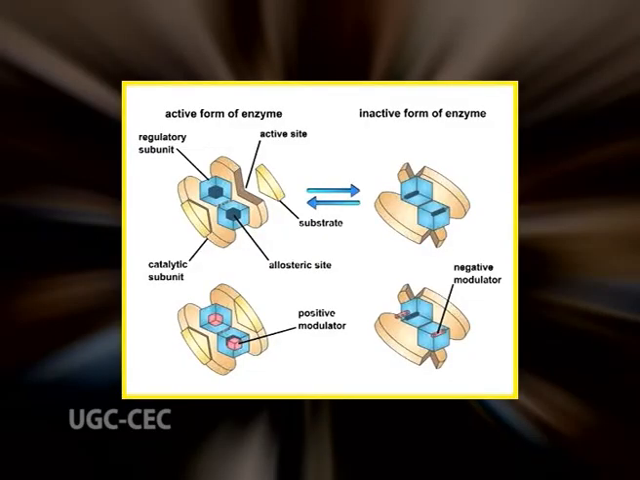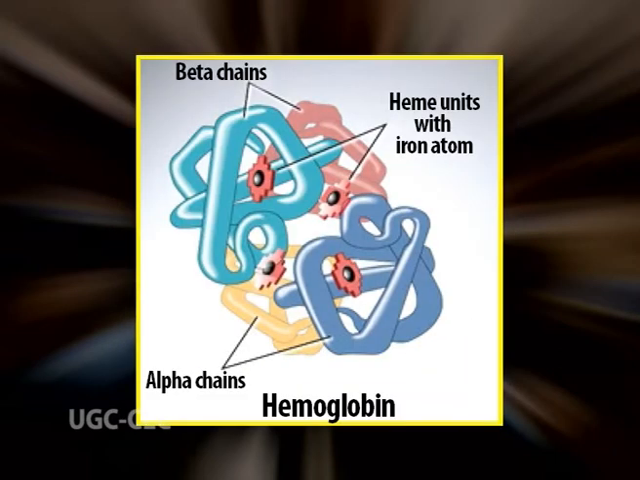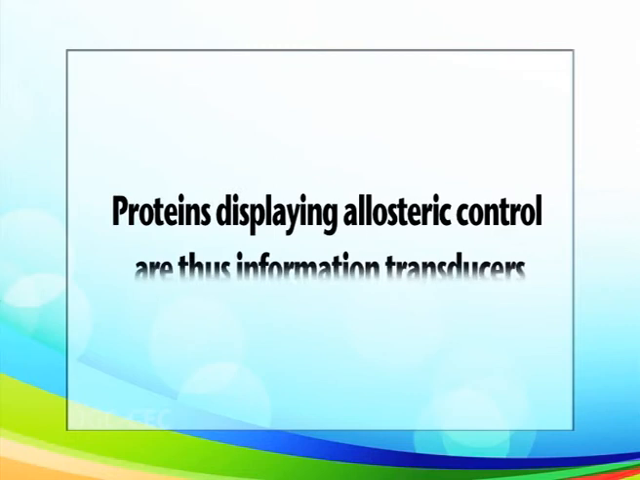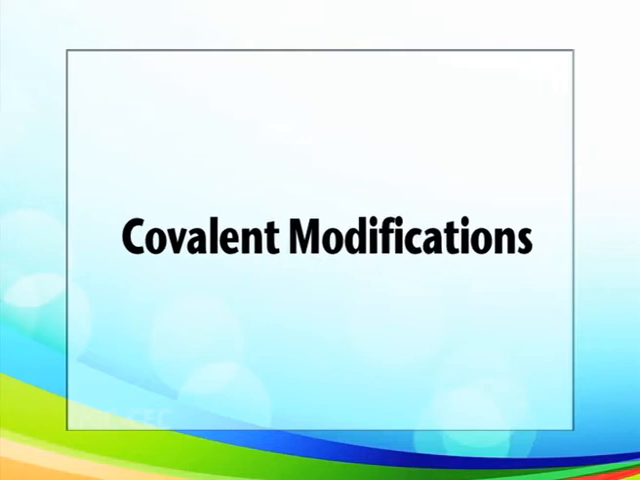Allosteric proteins contain distinct regulatory sites and multiple functional sites. For example, the oxygen-carrying protein hemoglobin. The binding of molecules at sites distinct from the active site triggers conformational changes that are transmitted to the active site. Proteins displaying allosteric control are thus information transducers. Their activity can be modified in response to signal molecules or to information shared among active sites. Second, covalent modifications.